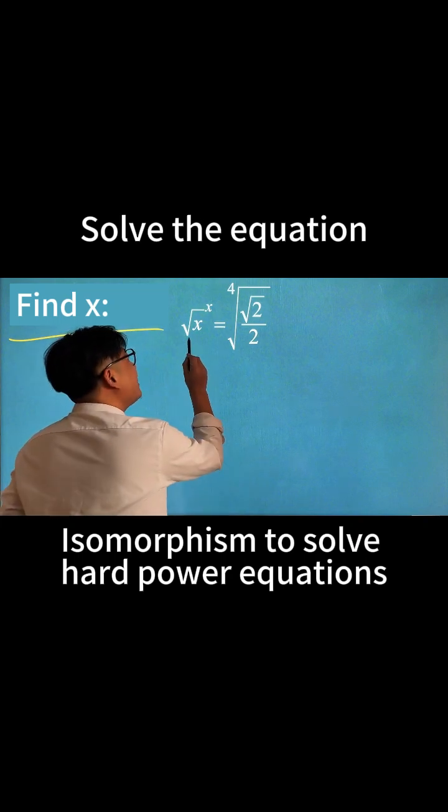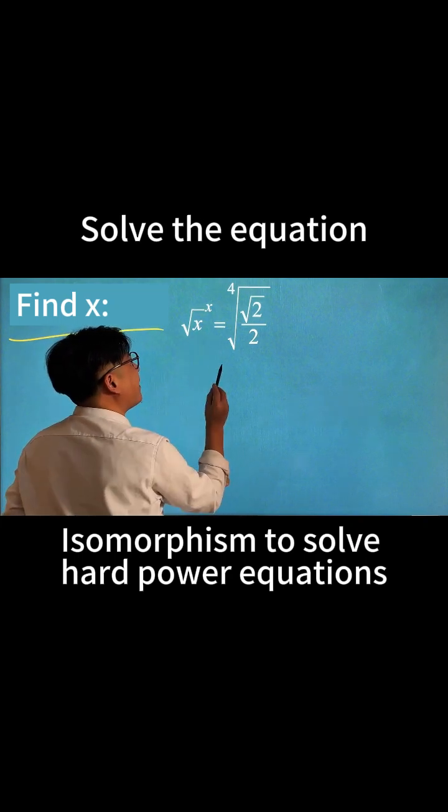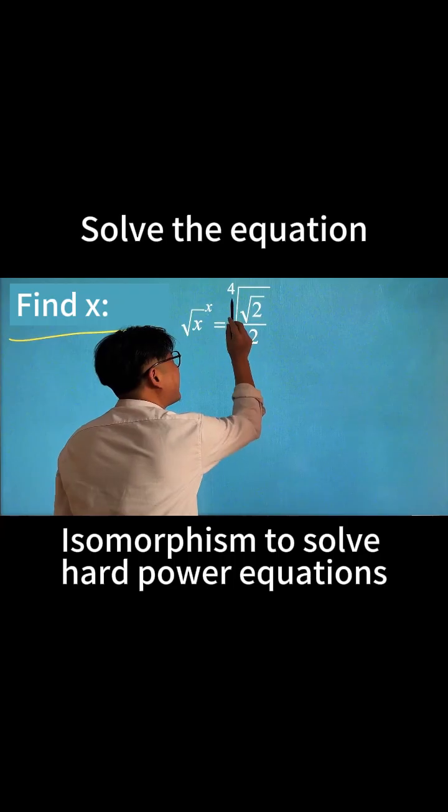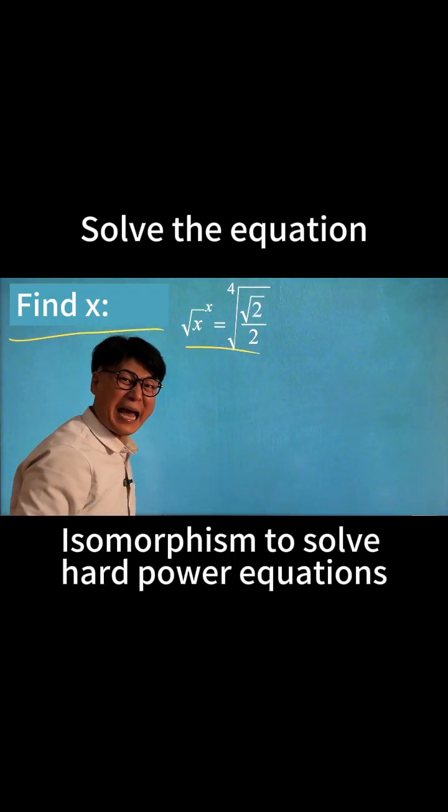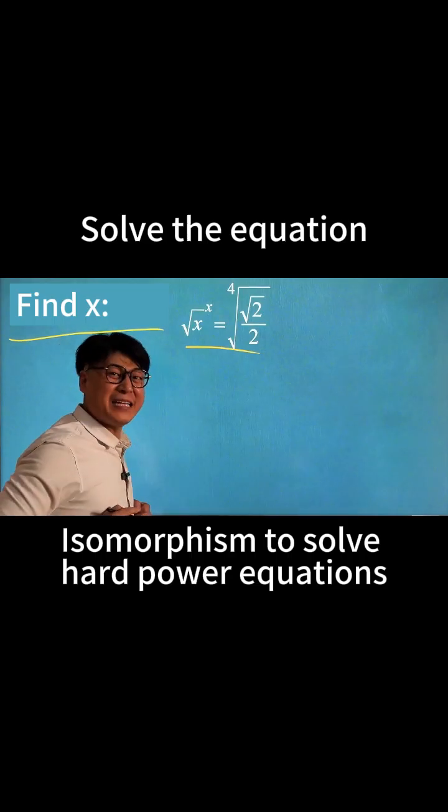Let's take a look. The square root of x raised to the xth power equals the fourth root of the square root of 2 divided by 2. What is the value of x? It looks pretty complicated, doesn't it? So what should we do when we see something like this?